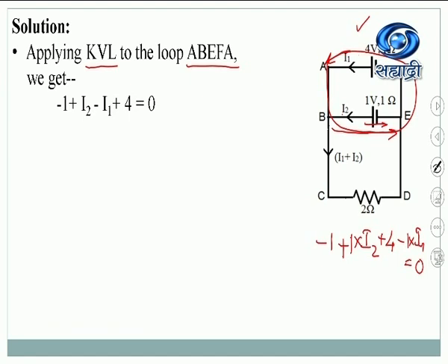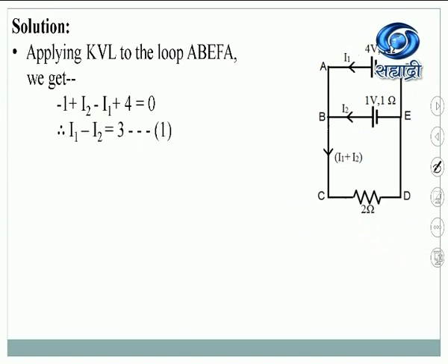See here, what is this? This is -1, then plus 1 into I2, that is plus I2, then this is plus 4, then this is -1 into I1, that is minus I1, that is equal to 0. So applying Kirchhoff's voltage law, we get this equation. From this equation we can write I1 minus I2 equal to 3. Say this is equation number 1. We have just rearranged the terms, that's all.